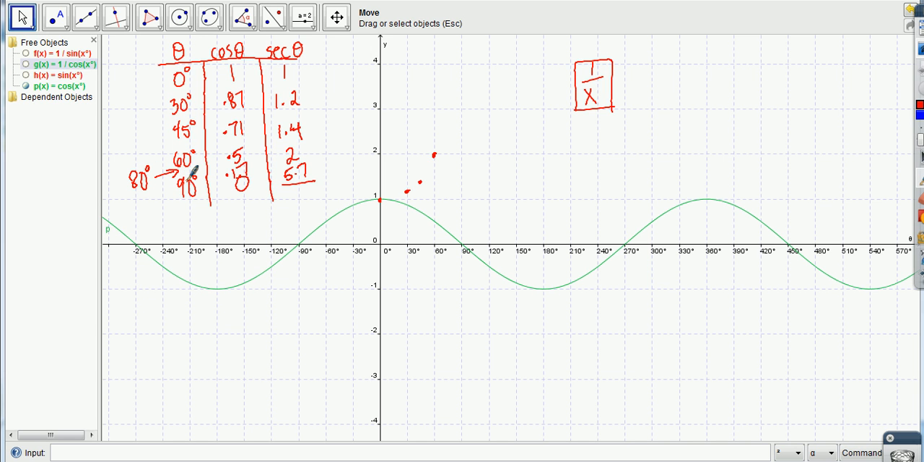Do this, just for fun. Put in 89 degrees. Do the inverse, so do the cosine of 89. 57. Look, at 89, you have to go way, way up here to 57. You could keep putting numbers in as close as you want to 90, and it'll just keep going up and up and up and up.